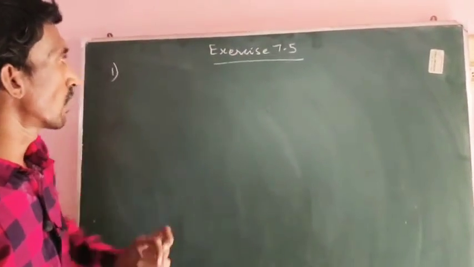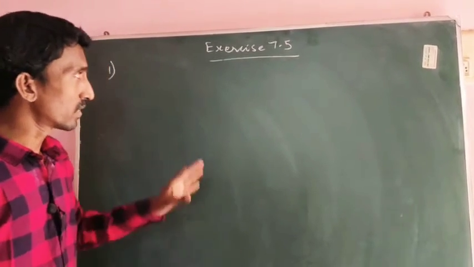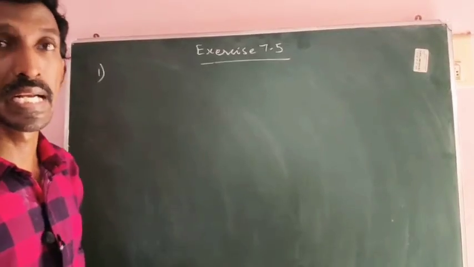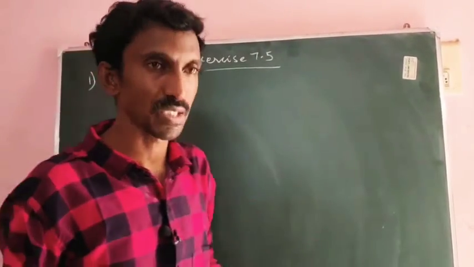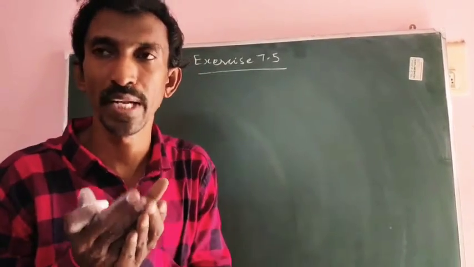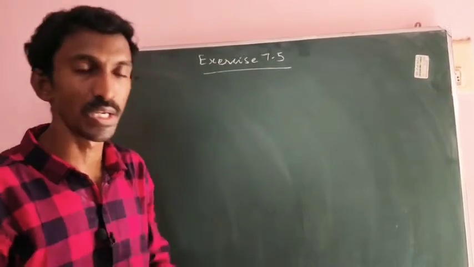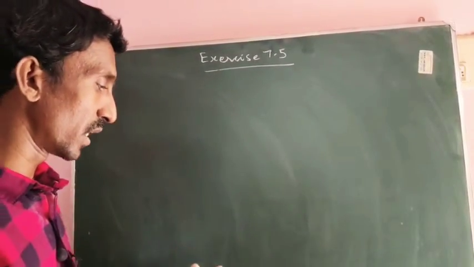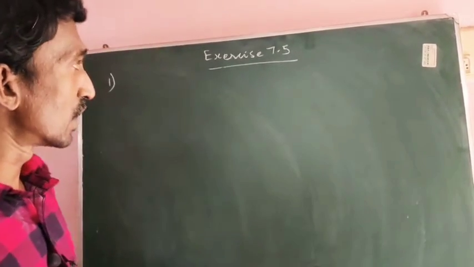We are going to solve the problems in exercise 7.5. Before that, what is the topic? Evaluating indeterminate forms. In particular, applying the limit of a function, if you get any one of the indeterminate forms, it may be 0 by 0, infinity by infinity, 0 into infinity, infinity minus infinity, 1 power infinity, 0 power 0, infinity power 0.